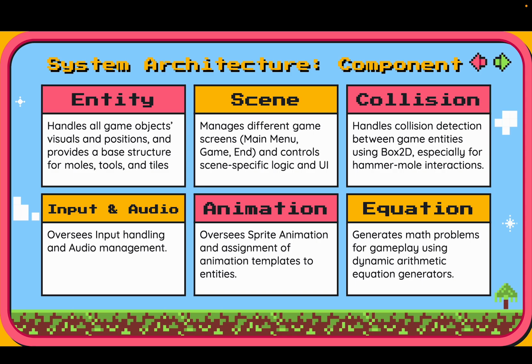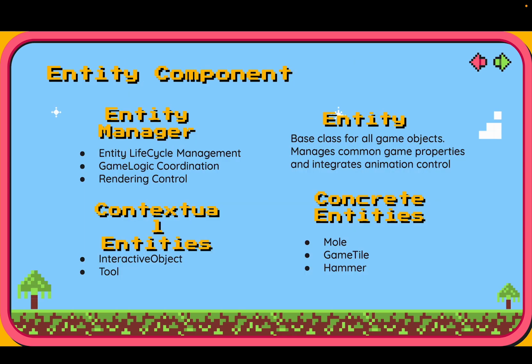The entity component is responsible for managing all game objects and interactions. At the core of this system is the entity manager, which acts as a centralized controller for handling entities. Its primary responsibilities include entity lifecycle management, such as adding, removing, and disposing of entities, as well as game logic coordination, where it interacts with other systems like the collision manager to ensure smooth gameplay.